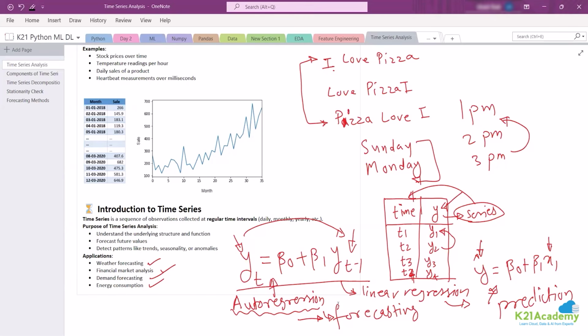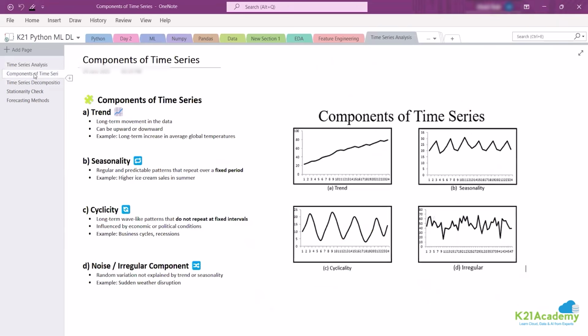Okay, but here we are mostly forecasting the values for the future. So from this we can forecast what the temperature will be tomorrow, and what will happen next year or in the next quarter. All the values that we are predicting in the future, here we are doing forecasting only. Now there are many different components of forecasting: trend, seasonality, cyclicity, and noise.